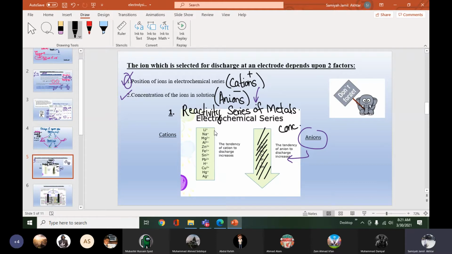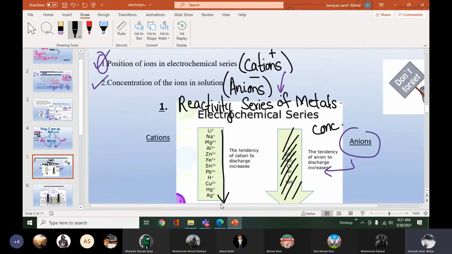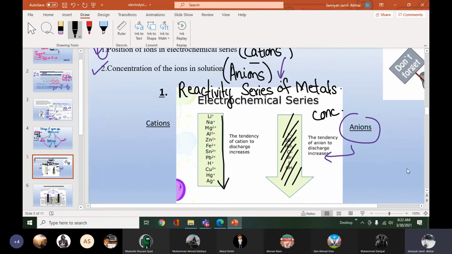But in the electrochemical series, as we go down in the series, the tendency or the ability to discharge increases. Remember this thing, that the ability to discharge increases when we go down in the series. Now how to remember the series in order? You can remember like this: in the starting we have group 1 metals. See here, lithium, sodium, they are representing group 1. Then after group 1, there is group 2. Magnesium is representing group 2.